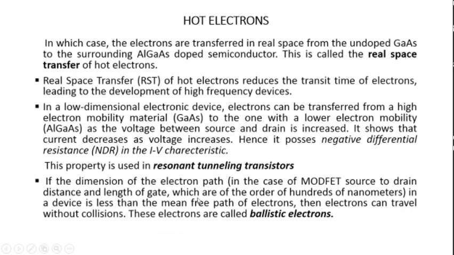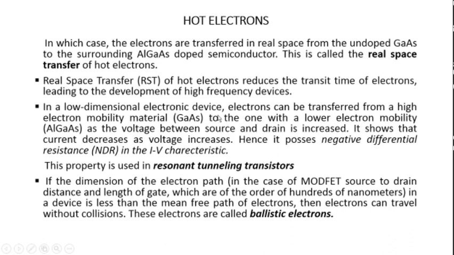Now, if the velocity of electrons is very much increased in the quantum well, there are chances for some of the electrons in the quantum well to escape. These electrons are transferred in real space from the undoped gallium arsenide to the surrounding aluminum gallium arsenide doped semiconductor. And this kind of transfer of electrons in real space is called the real space transfer of hot electrons. The real space transfer of hot electrons reduces the transit time of electrons from source to drain, and that leads to the development of high frequency devices.